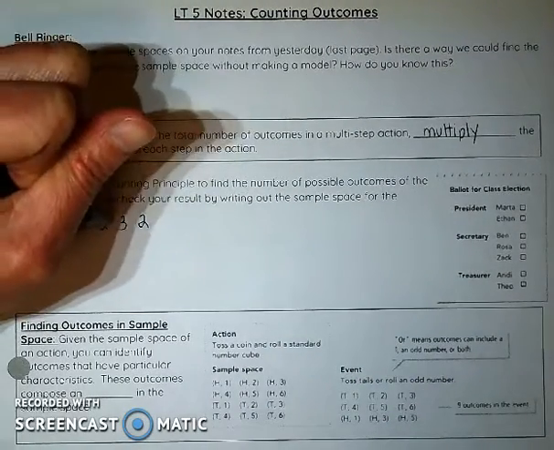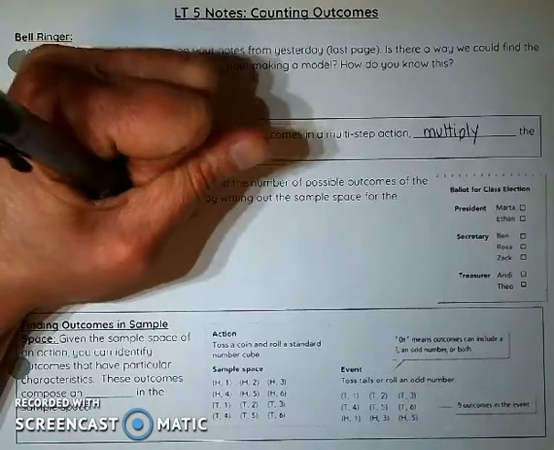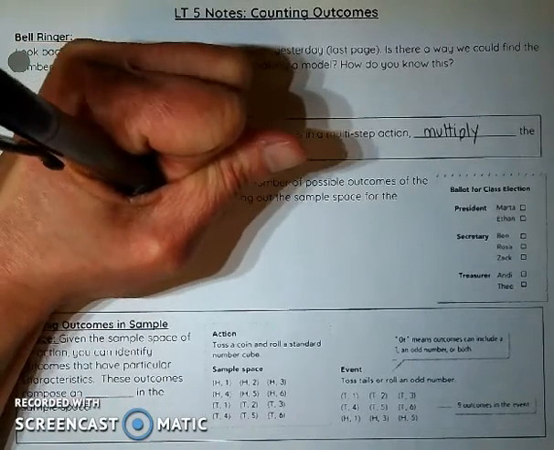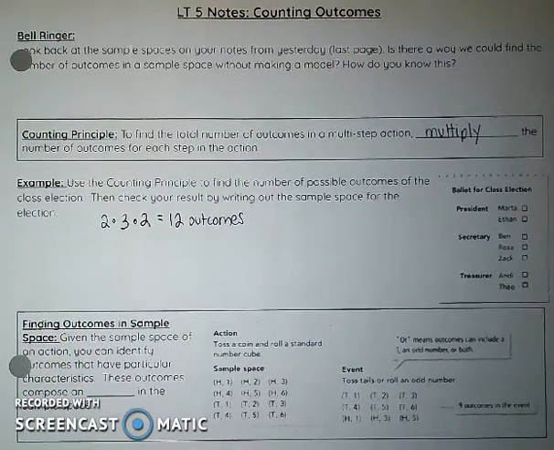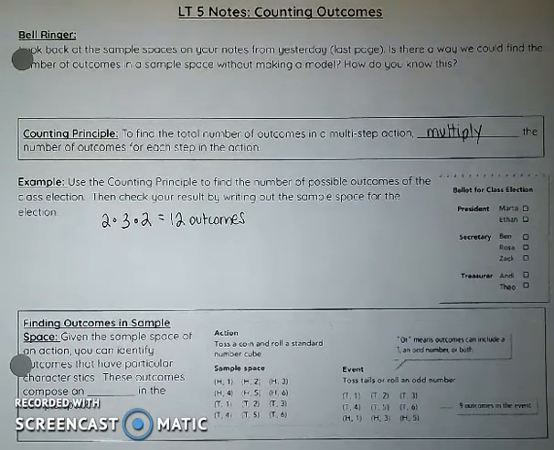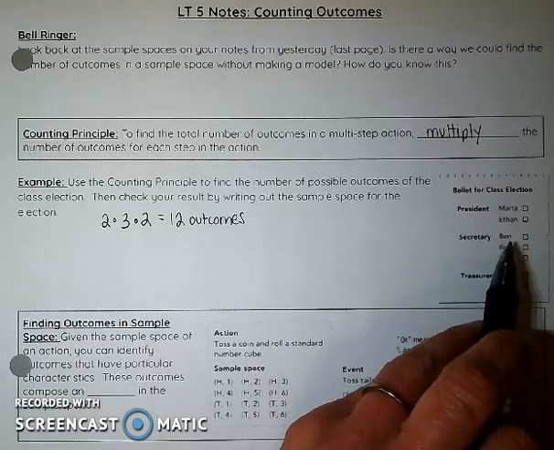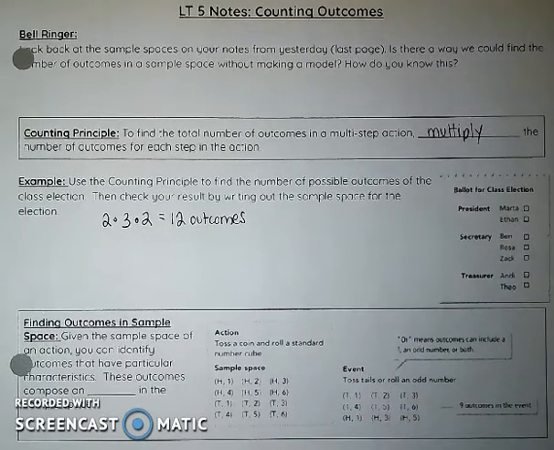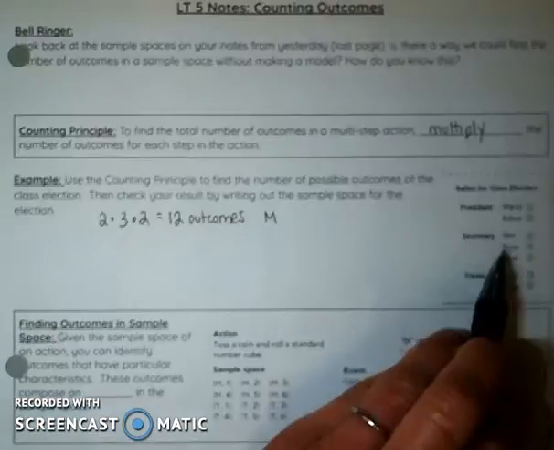So we're going to take 2 times 3 times 2. 2 times 3 gives us 6, times 2 gives us 12. So we have 12 total outcomes. Now it's always important to check this like they ask us to do, so we're going to list these. Probably the easiest way to do this is an organized list. So I'm going to start with the president being Marta, and I'm going to think of all examples where Marta is president.